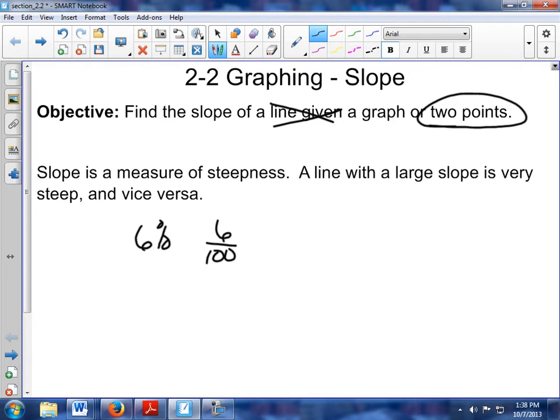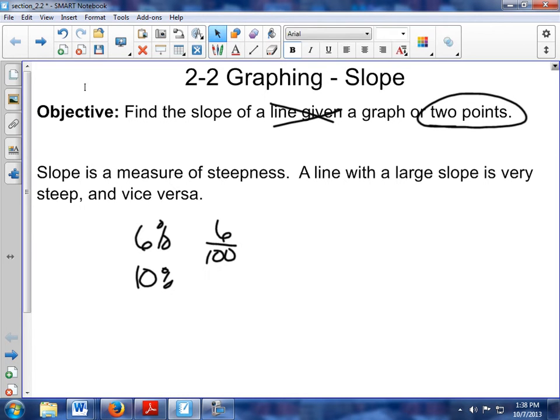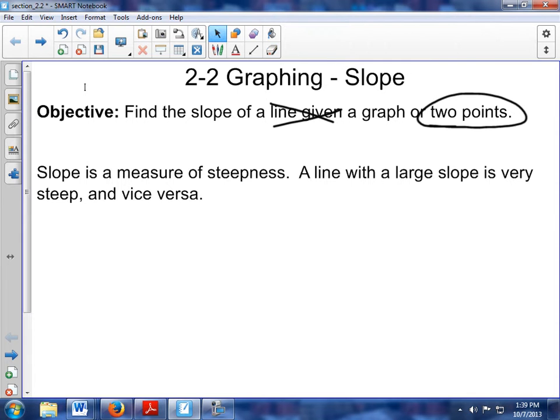The highest roads I've ever seen in the United States are 10%, which is pretty good. Okay. Those of you that are going to go on to construction, that's roof angles, pitch of a roof, 7/12, all that fun stuff. Okay.